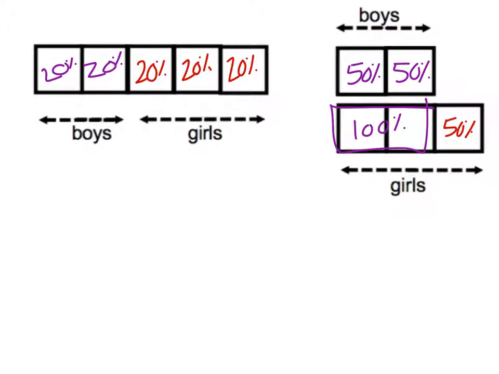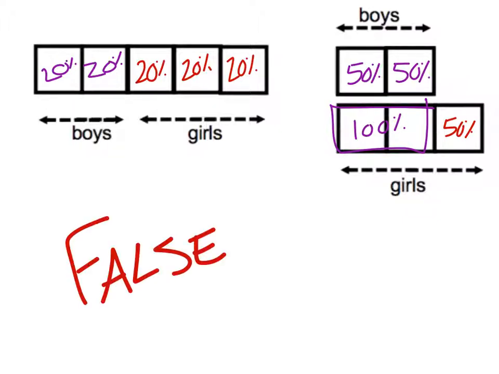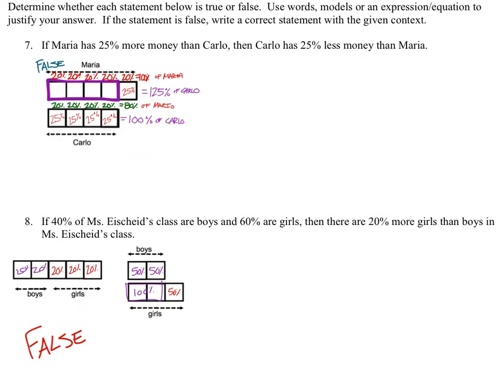Now the question was, are there 20% more girls than boys? We can see right here that it's actually 50% more girls than boys. So that statement that they had earlier is false. That is why that is false. We have to look at the wording on this question specifically, that there are 20% more girls than boys. So for 100% of the boys, would there be 120% girls? And that's what the model shows, that there's actually 150% girls than boys.